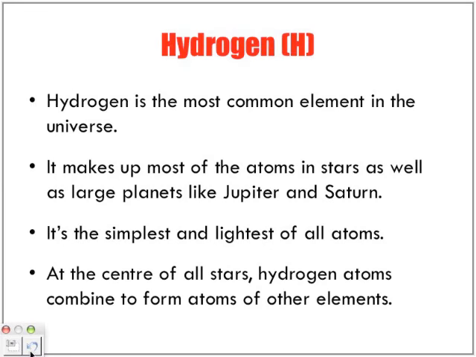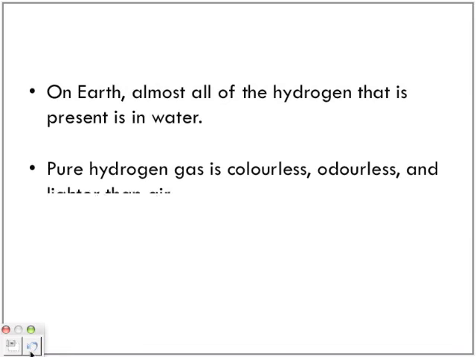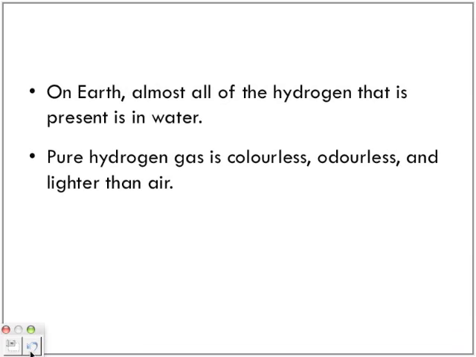So anything that's considered what we call a hydrocarbon, made up of hydrogens and the carbons, as we saw in the previous slide. On Earth, almost all the hydrogen that is present is in the form of water. Remember, the majority of our planet is made up of water. H2O. Remember, law of definite proportion: 2 hydrogens, 1 oxygen.